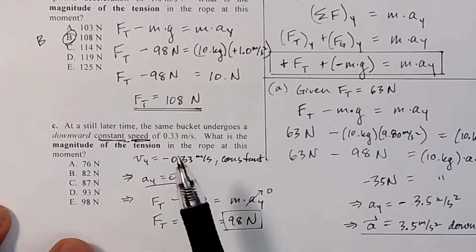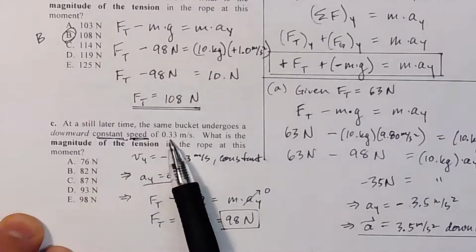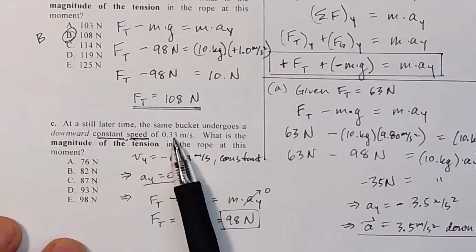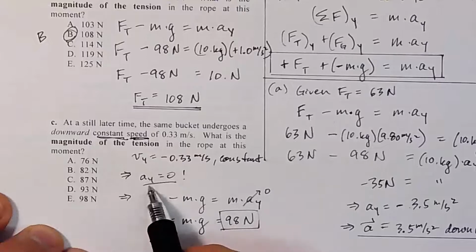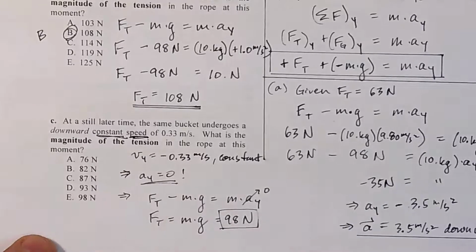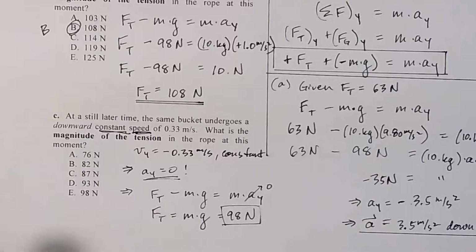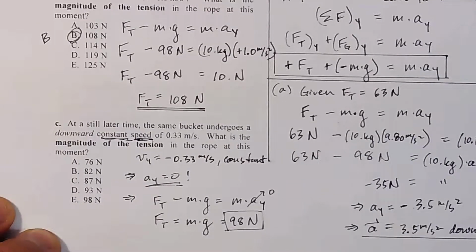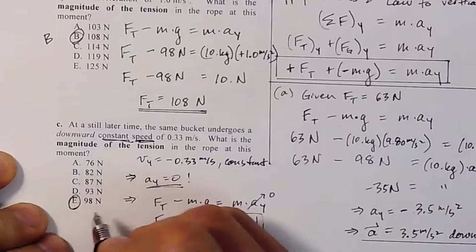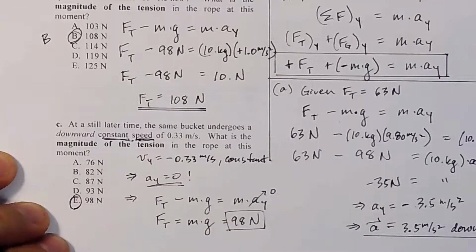This would be true whether we had a constant upward speed or whether we had a constant 0 speed or a constant downward speed. Any of those situations describes a dynamic equilibrium case where the acceleration is 0. Now, the bucket doesn't have to be at rest. It just has to be not accelerating. It could be at rest. In all of those cases, rest, upward constant speed, and downward constant speed, the tension of the rope is exactly equal to the weight.